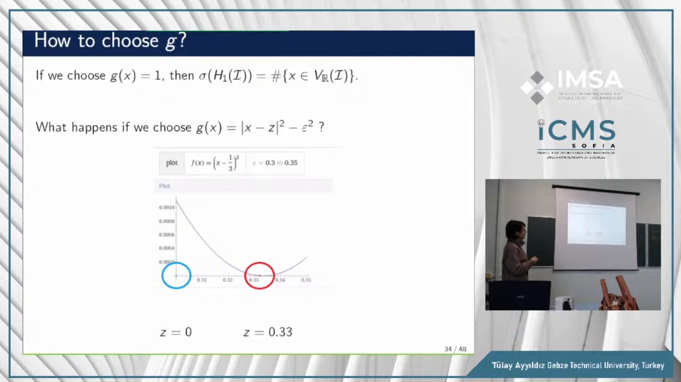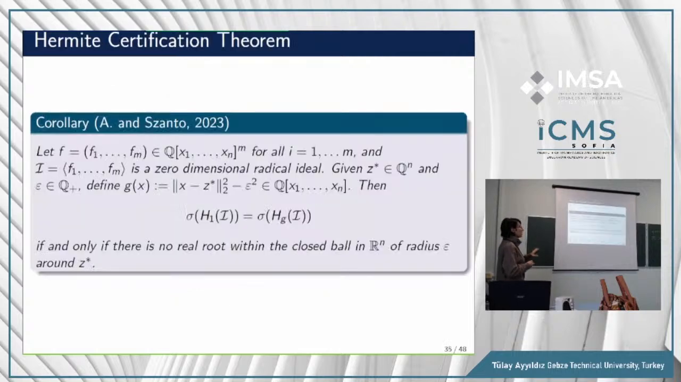So we define G using the definition of that open ball. So with G(x) equal to epsilon squared minus the squared distance of x from z, we can have a nice little auxiliary polynomial. And in the theorem, this is the main theorem we use, and this is the last thing I will mention here, the signature of that Hg should be equal to the signature of H1. It means that this is true if and only if there is no real root within the closed ball of radius epsilon around the star.